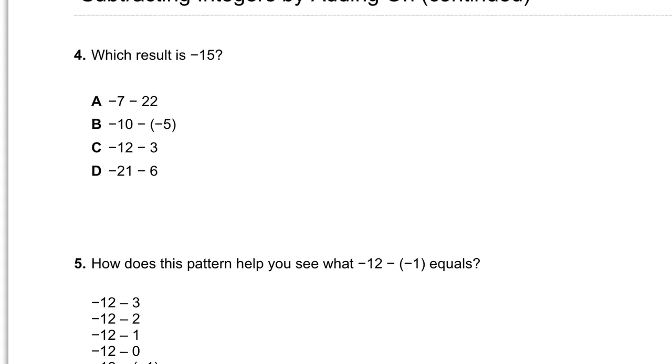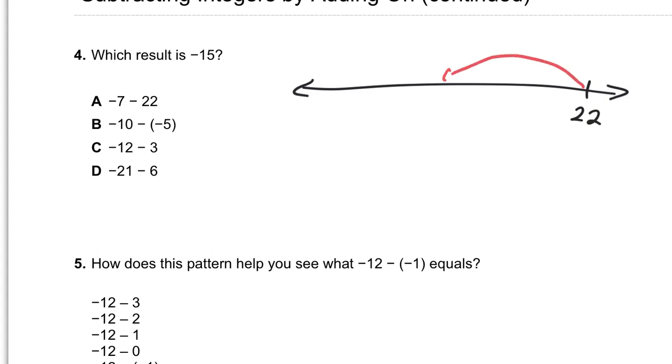Next, which result is -15? Let's take them from the top and work down to the bottom. So first, we've got an open number line where we're seeing how far it is from 22 to -7. So we start with 22 over here on the right-hand side, and we see how much we need to add to get to negative 7.